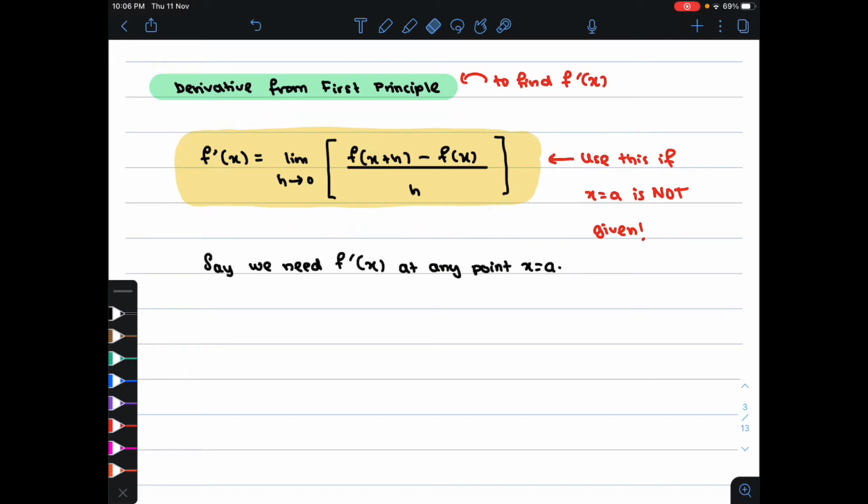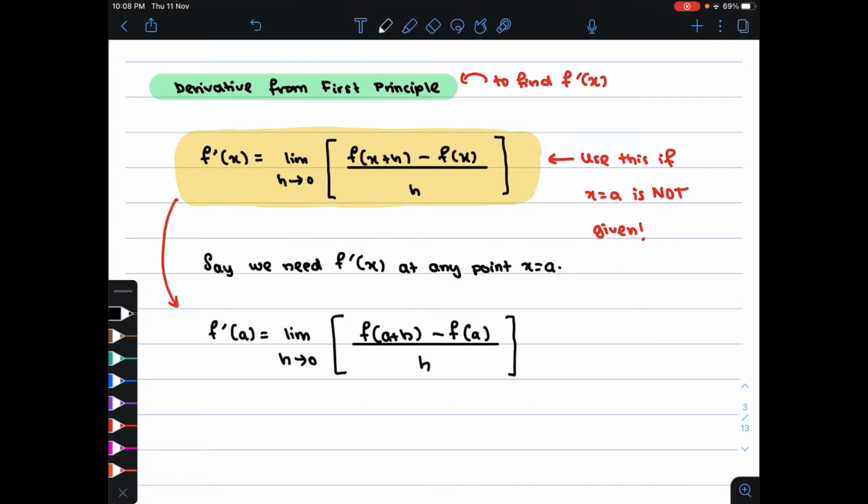But what if we need to find f prime x at any point x equal to a? So now, a specific value of x is given. Since x is equal to a, we will change x to become a. And we will get this equation, but we're not done yet. Now, let h become x minus a, and by rearranging, we will get x is equal to a plus h. So this will become x, h will become x minus a.